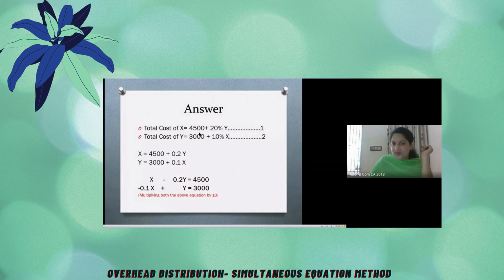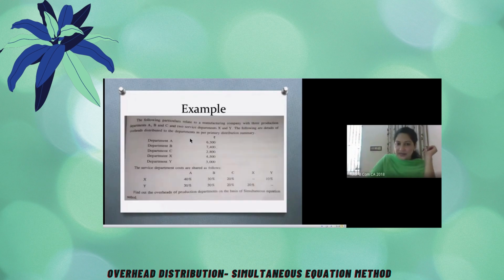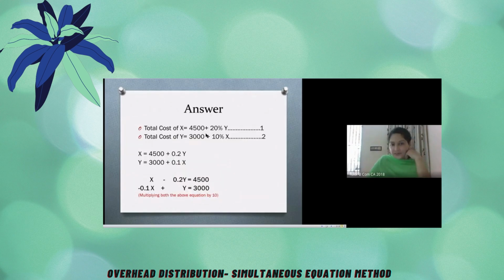Yeah. X is 4,500 plus 20% of Y, and Y is 3,000 plus 10% of X. So Y is equal to, it's like this. For the share of X being shared with Y, it is 10%. So Y is equal to 3,000 plus 10% of X share. Then X is equal to 4,500 plus 20% of Y. That's what we have put here.